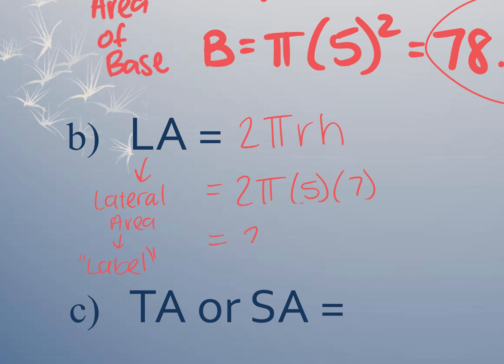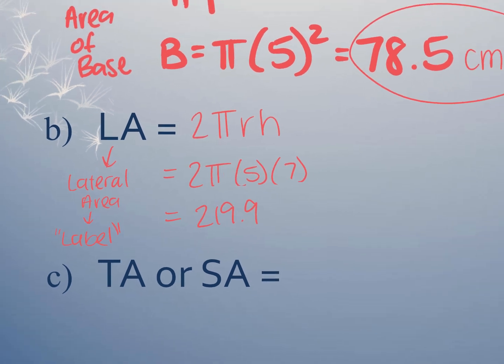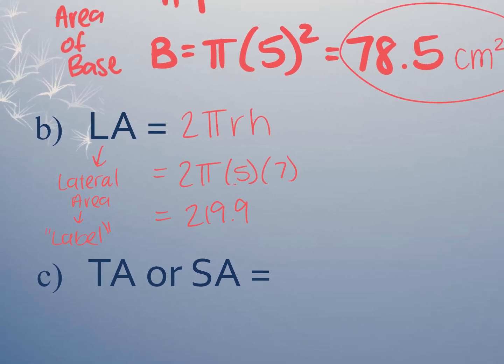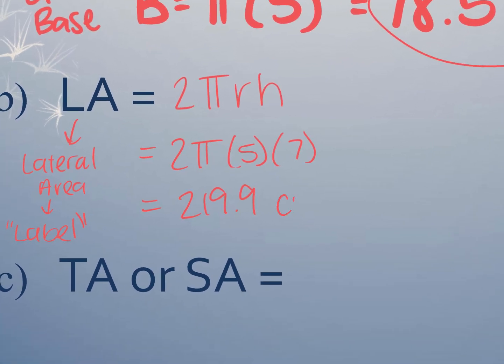219.9. No, don't round. Remember, use the tenths place if it doesn't say to round. And then what units does this get? Centimeters squared or cubed? Squared. Why squared? It's still an area.